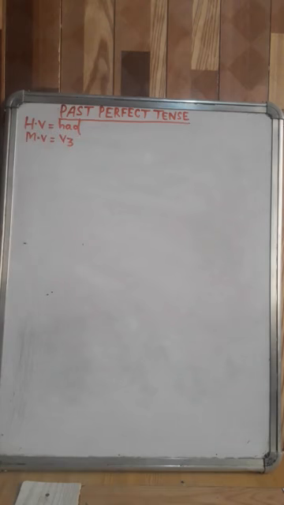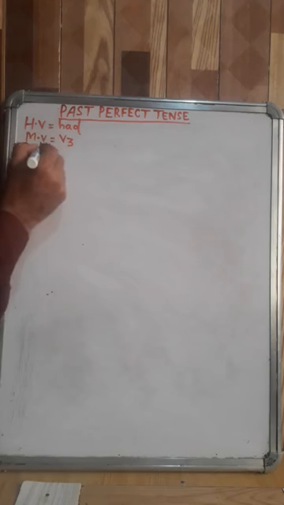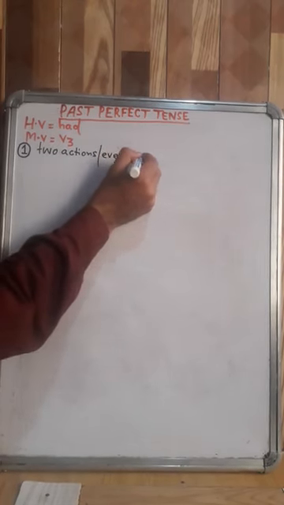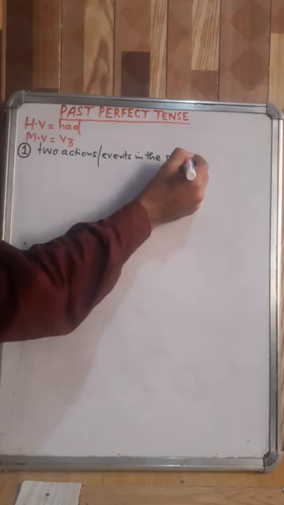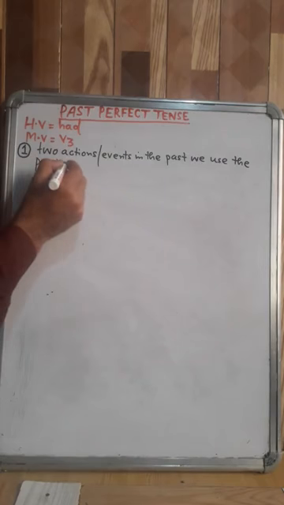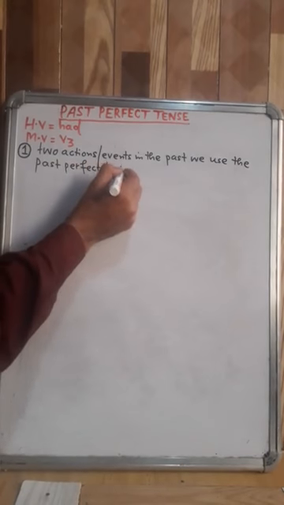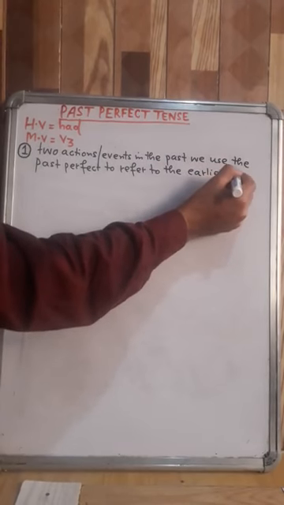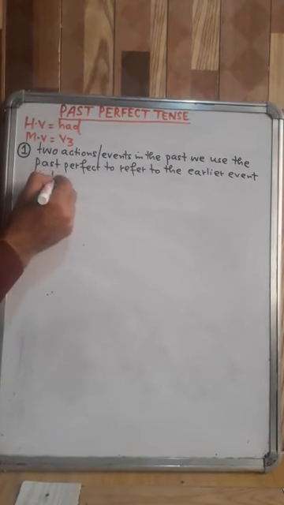Now let's learn the uses of past perfect tense. Number first, when we talk about two actions or events in the past, we use the past perfect tense to refer to the earlier event or action in the past.